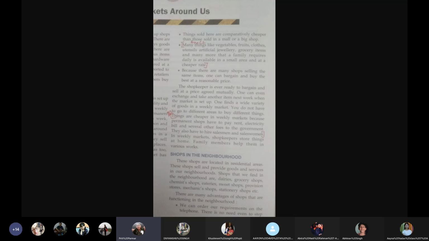And on the day of the weekly market, they just spread out those things, and the family members are helping each other in selling off their goods. So not much charges are needed. They don't have a big amount to invest on electricity, rent, etc., or in keeping the salesman or a saleswoman. So then they get a margin for reducing the amount of the things that they are selling.